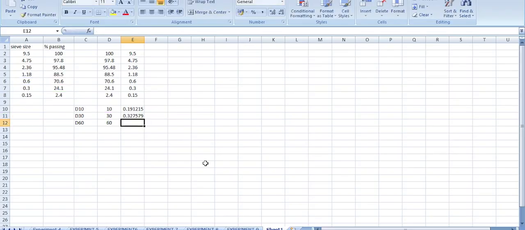Press enter. You can see the value is 0.3275, which is approximately 0.33. So which falls within this value and this value. So this is our D30 that we have gotten. So let's do D60 as well. You put equal to, so your D60, where does it fall? Your D60 falls between 88.5 and 70.6.